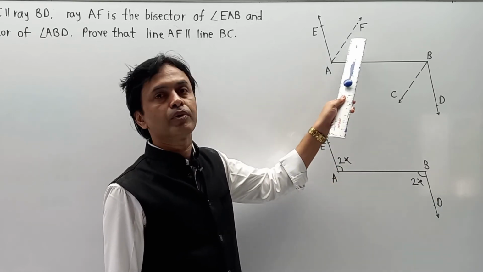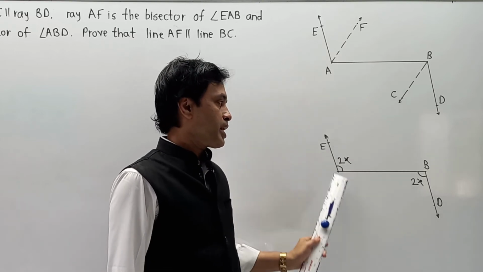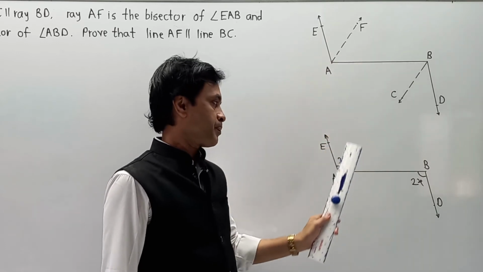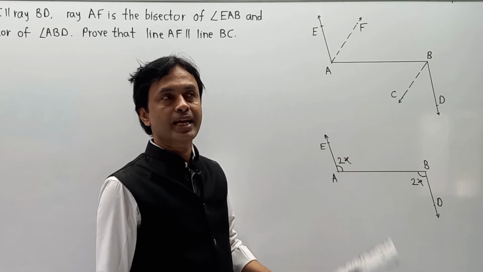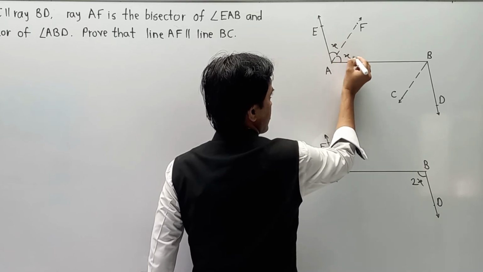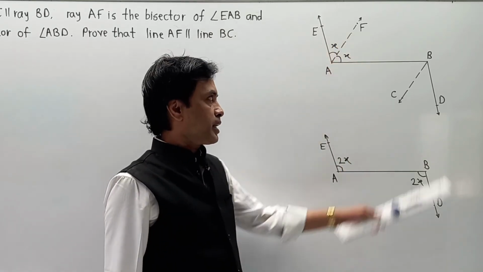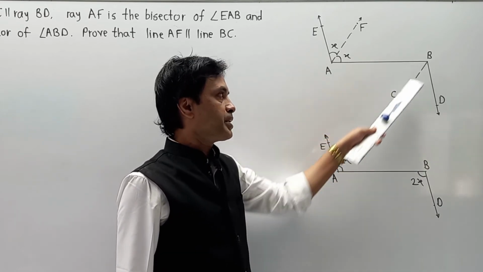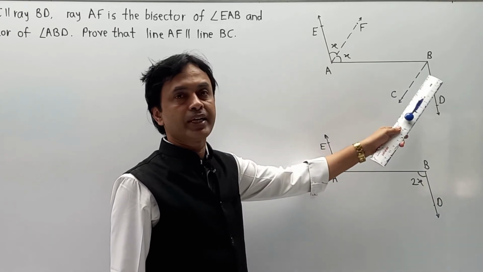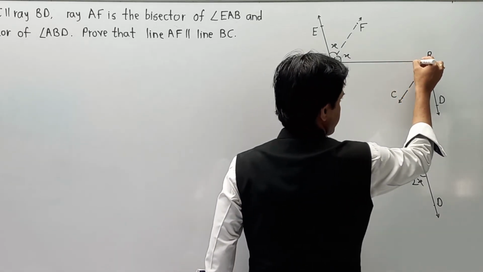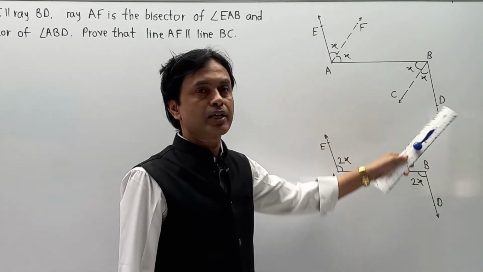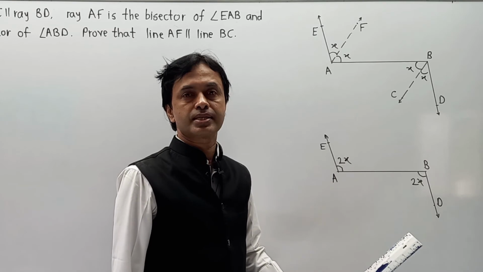Now from this diagram, if EAB is 2x, then AF is an angle bisector, meaning this 2x is going to divide into two parts, x and x. So this angle has value x, and automatically this angle's value is x. Similarly, BC is the angle bisector of ABD. If ABD is 2x, then half of it is x, so again it becomes x and x. In the book they have given 2x and 2y, but I have removed that concept and taken 2x for both.